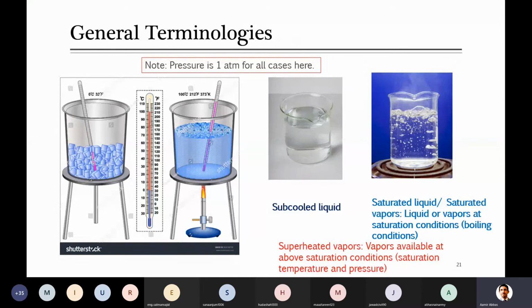Anyone can answer? I said you took the vapors, they were available at 100 degrees C, you further heat them up and raise their temperature to 110 degrees C. So either they are now superheated vapor or saturated vapors. Superheated. Anyone else can answer?